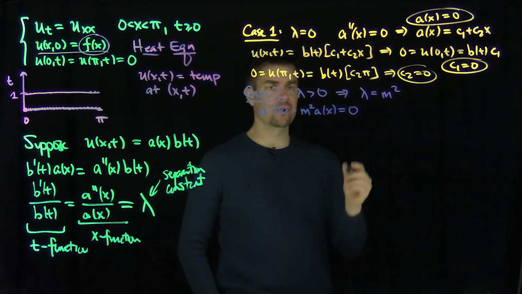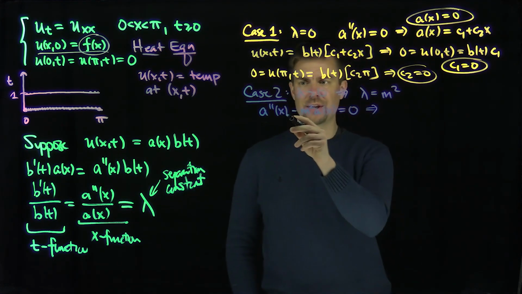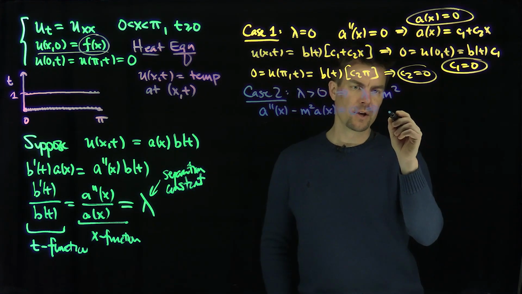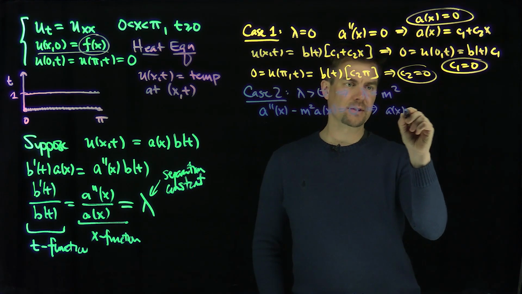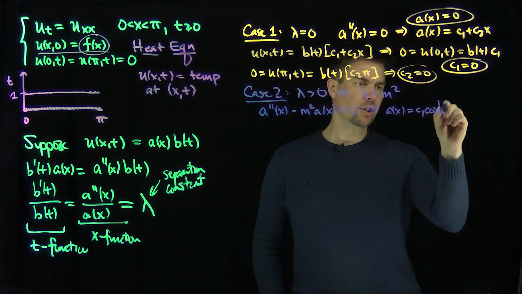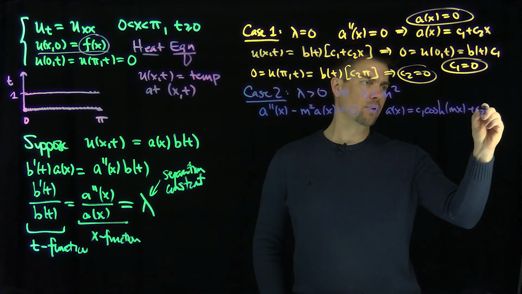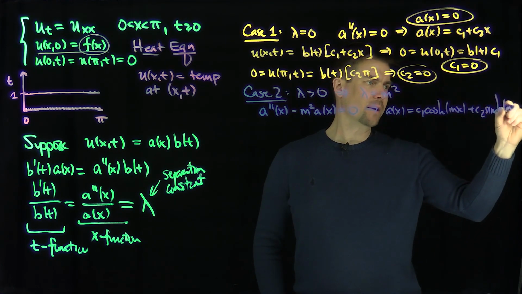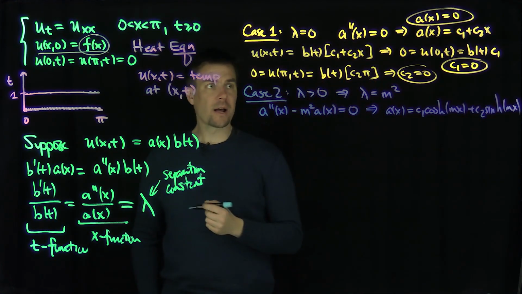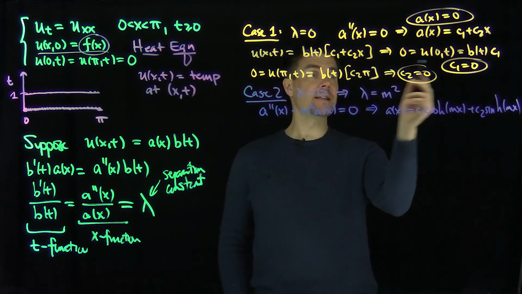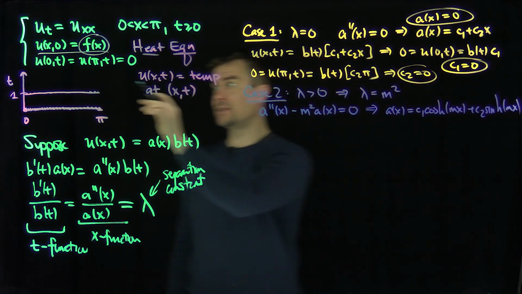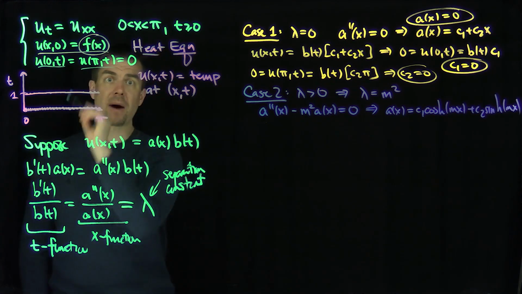And I know how to solve this equation over here. This is just D squared minus m squared is equal to 0. So a of x is going to be c1 cosh of mx plus c2 sinh of mx. Okay? Now by the same reasoning over here, I need that a of 0 and a of pi have to be 0.